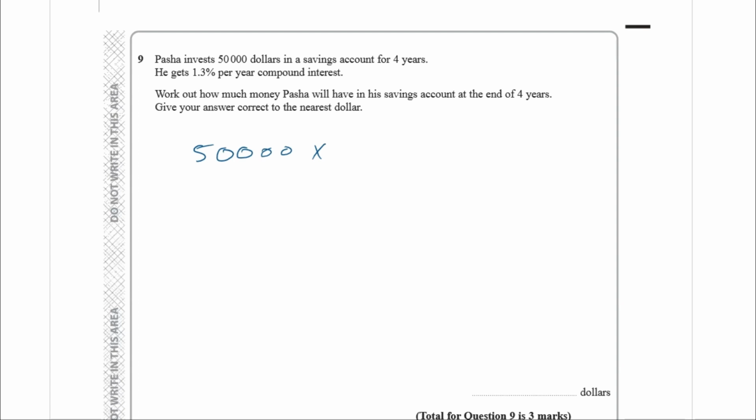To increase a number by 1.3%, you need to multiply it by 1.013. Remember that 100% is 1, 1.3% is going to be 0.013. So when you add 0.013 to 1, you get 1.013. So this is the multiplier that you need here. And using this multiplier, you need to apply this 4 times. So you're going to do times 1.013 times 1.013 times 1.013 times 1.013. So really what you're doing is you're doing this to the power 4. And that operation should give you the answer.